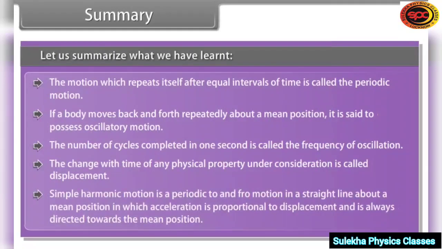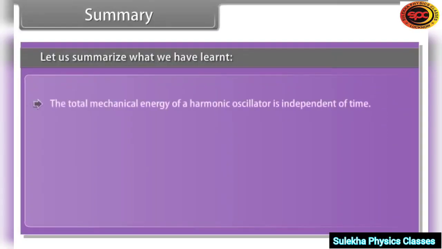Simple harmonic motion is a periodic to and fro motion in a straight line about a mean position in which acceleration is proportional to displacement and is always directed towards the mean position. The total mechanical energy of a harmonic oscillator is independent of time.